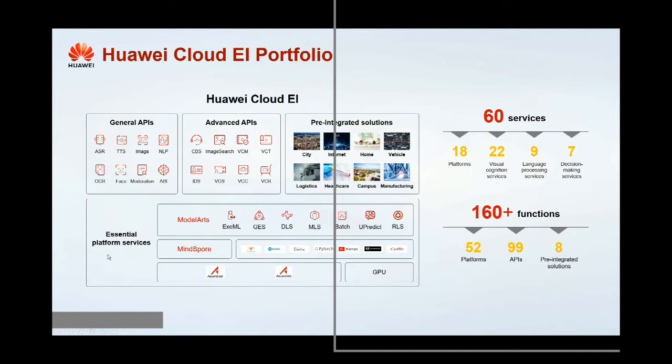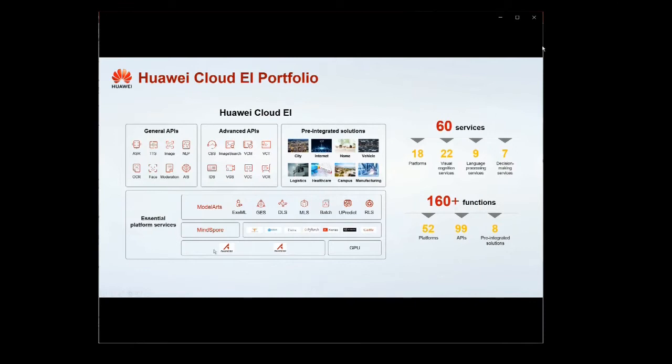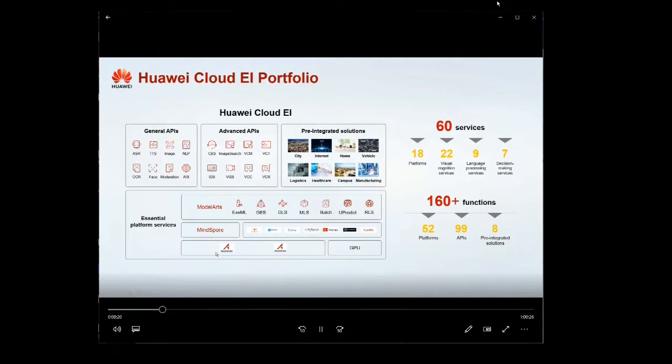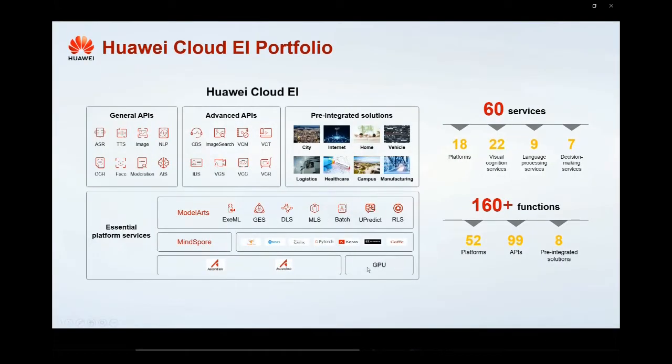And then the essential platform service. For example, Huawei has some compute power, for example, Ascend. Ascend 310 or Ascend 910 is Huawei's self-made compute power, like a GPU. And some GPUs are not Huawei's product, but we can use our own or others to do some AI application development.